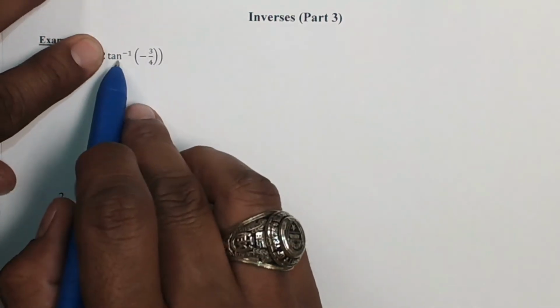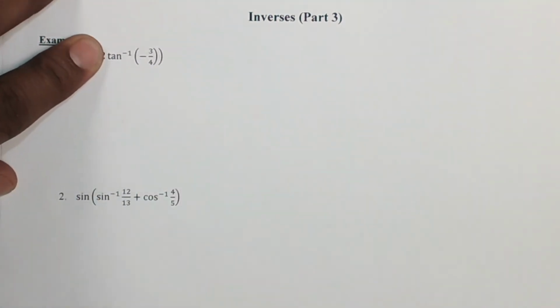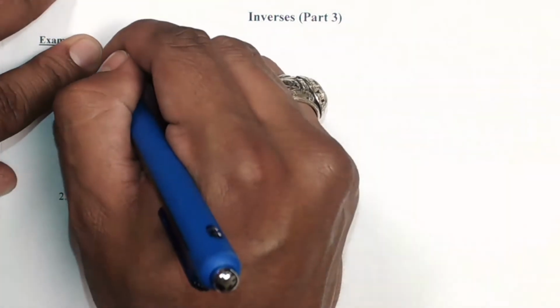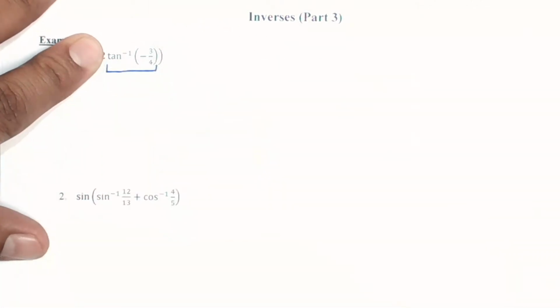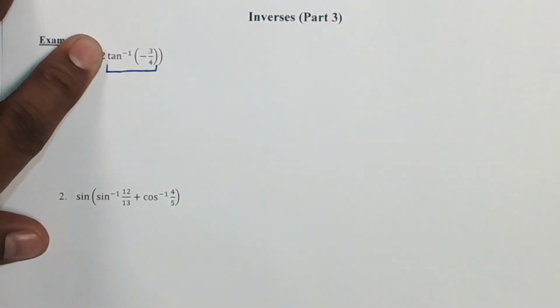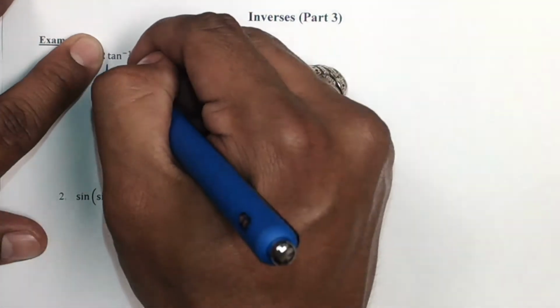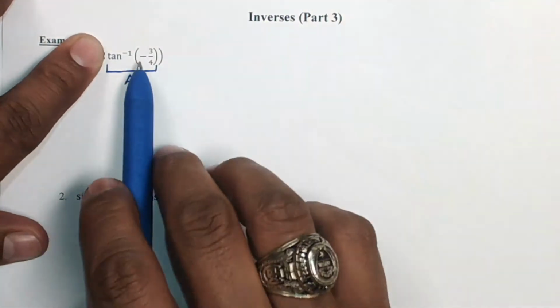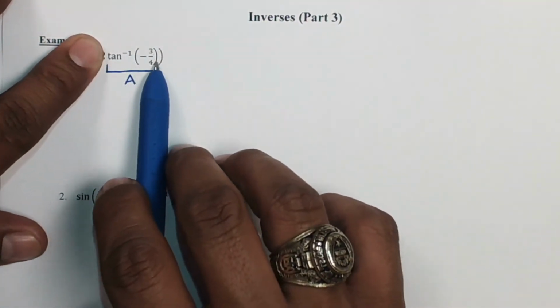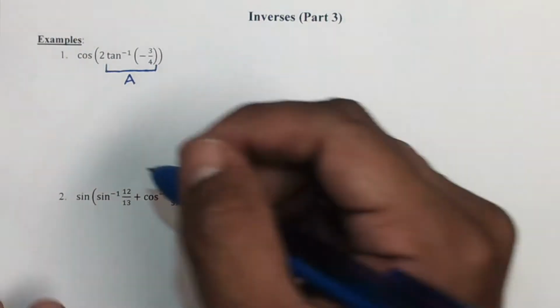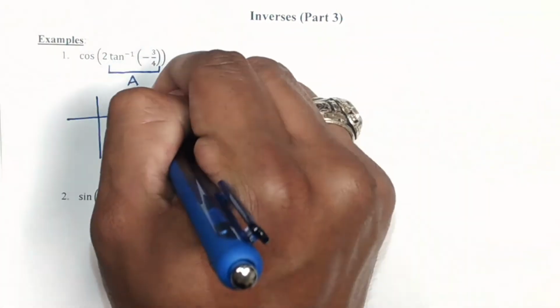Again, inverse trig functions or arc trig functions are always asking for an angle. So this is going to give me an angle. And to give it some familiarity with the double angle stuff, I'm going to just call it A. So tangent inverse of negative 3 fourths. Negative 3 fourths is not on the unit circle, but I can draw a triangle.